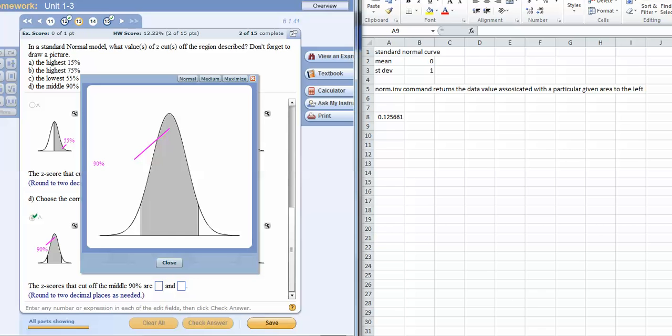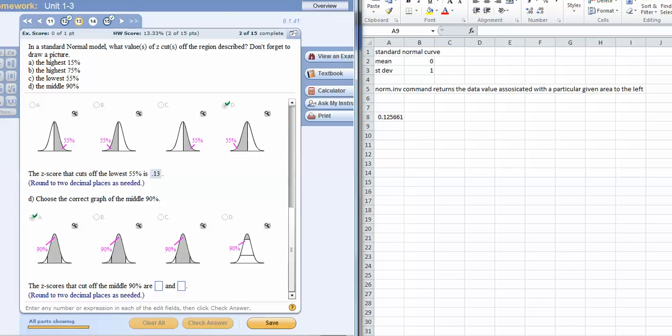So what you want to do is come up here to your command and change it to 0.05, and it gives you negative 1.64. And if you change it to 0.95, notice you'll get positive 1.64. So between negative 1.64 and positive 1.64 is the middle 90%. Okay, so I hope that helps.